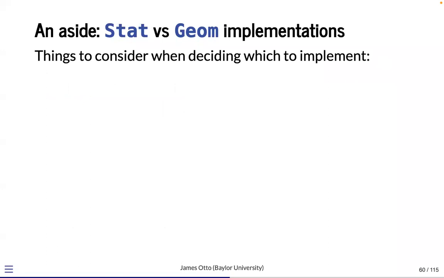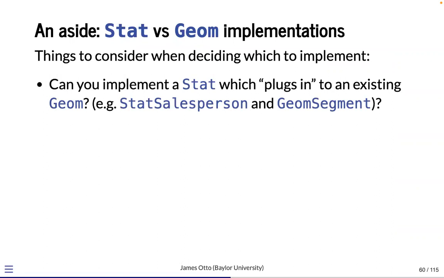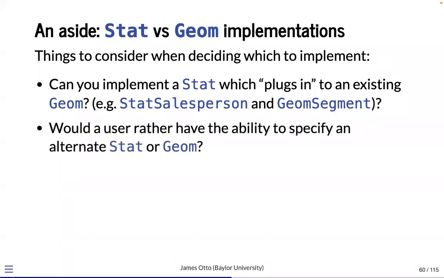So some general things to keep in mind if you're trying to decide whether an implementation should live in a geom or in a stat. First, think about whether you can make a stat which plugs into a geom that already exists. This is what we did with stat salesperson. We could have implemented a geom salesperson, but that would involve getting into grid and all of that stuff when that's not necessary. All we have to do is transform the data and give it to geom segment.